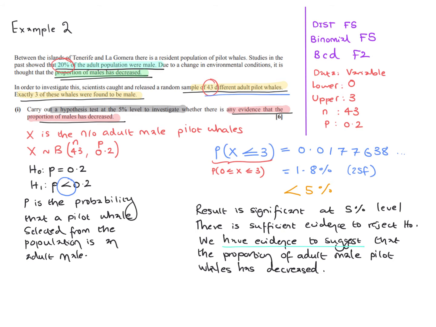So always think through your conclusion, it should have 3 points to it. Think of 3 bullet points. So to start off with, we state whether the result is significant or not. We state whether we have sufficient evidence to reject H0 or not. And then we have a comment which is in context of the original question. So 3 points to the conclusion.